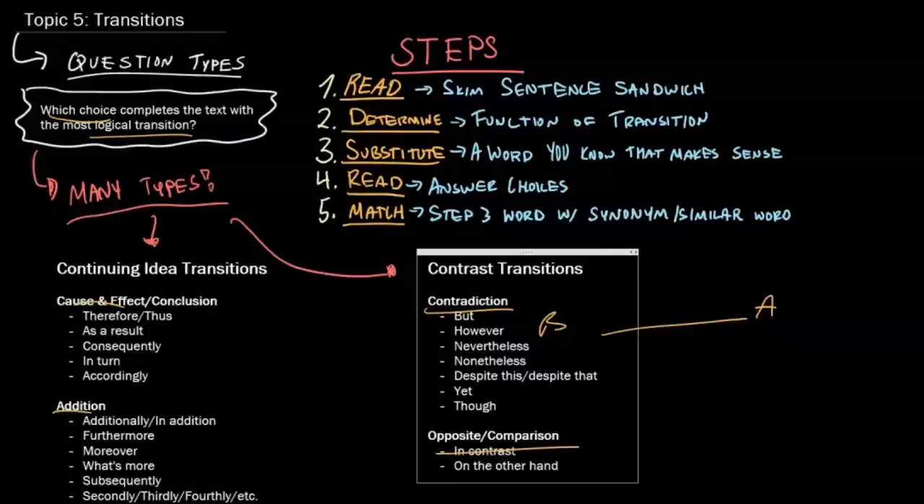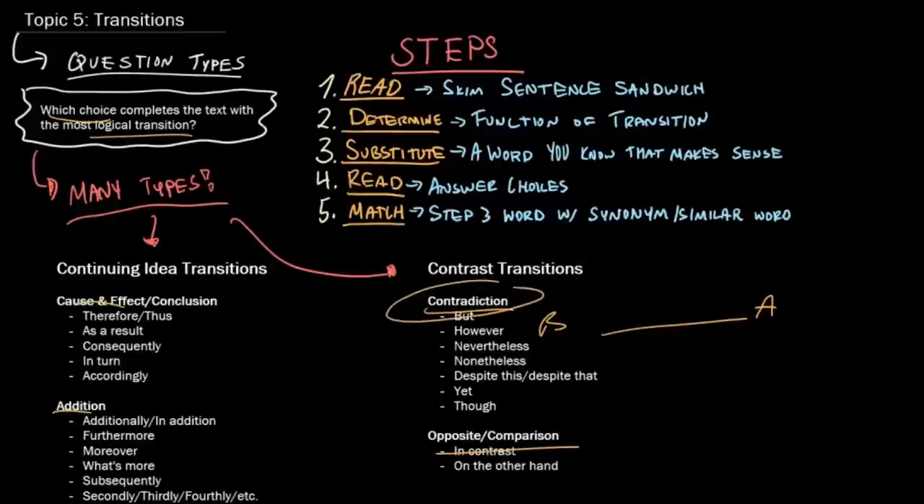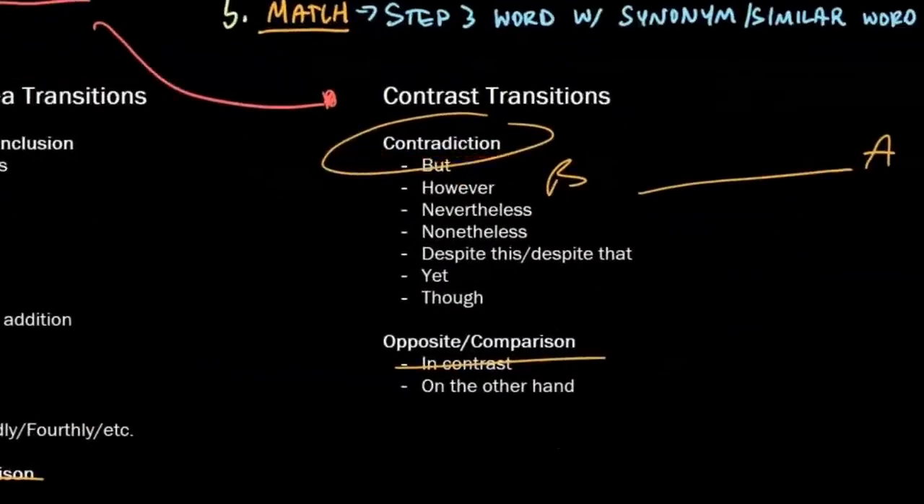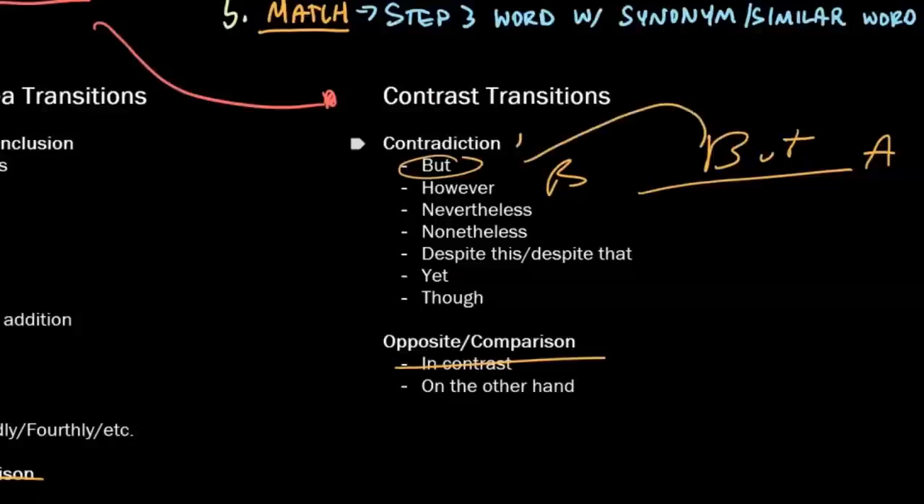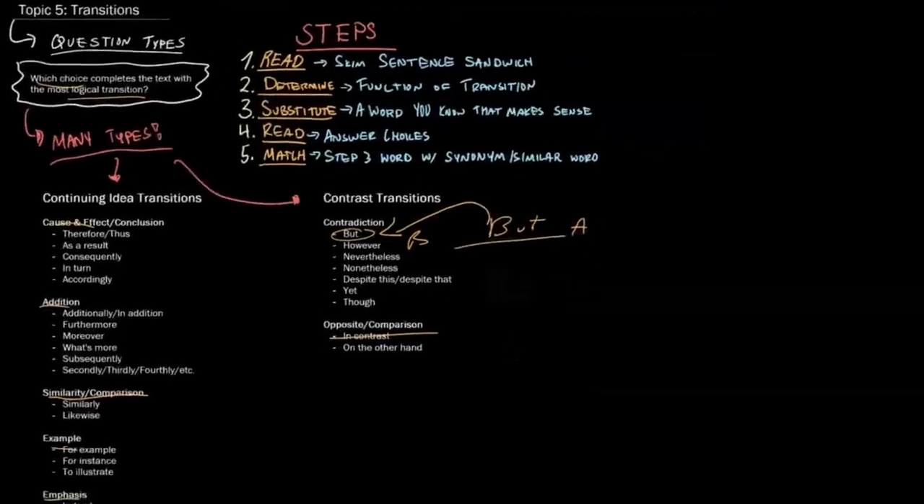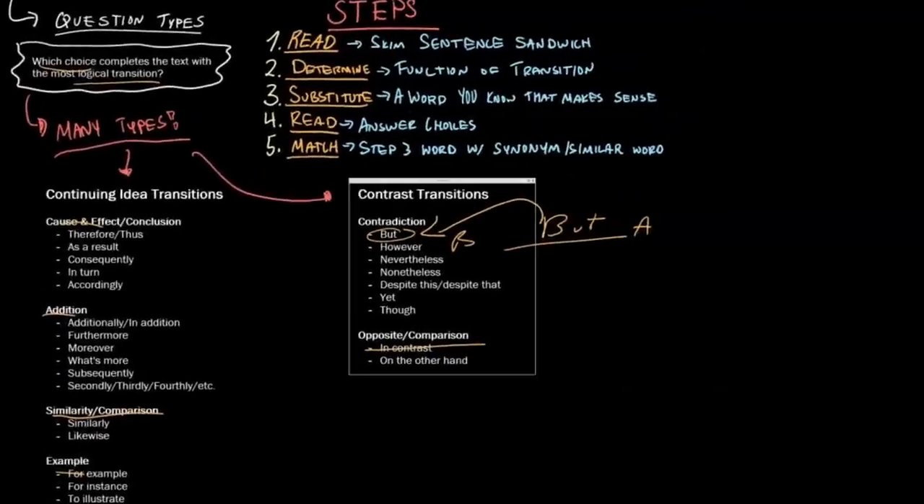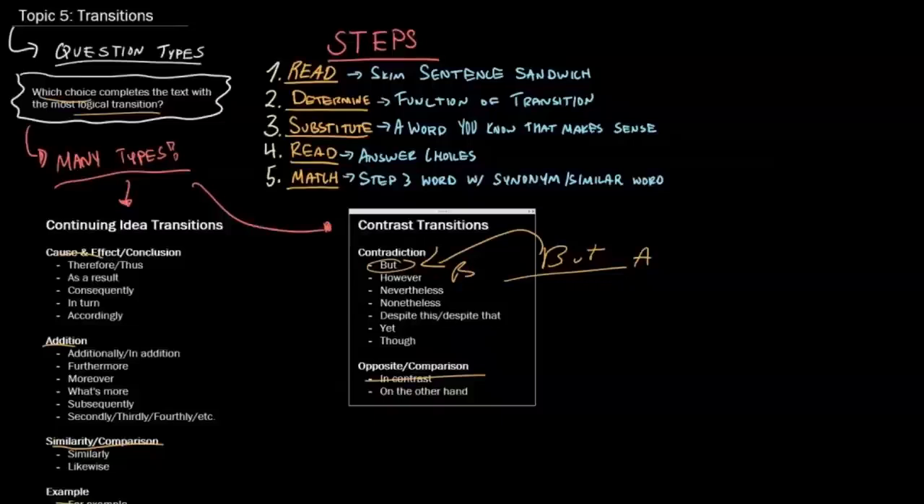Now that you know which of these is the correct thing, you're going to substitute a word that you know makes sense. So let's say that you're thinking of a contradiction, and you know the word but, or you know the word however. And you're not really thinking about words like nevertheless, nonetheless, that people don't really use as often. You're going to just put this in the blank as but. Just pretend that the word is but, and then go look at the answer choices and find the word that's most similar to but. And that's your 5-step plan for figuring out the most logical transition. That is question type number 5.